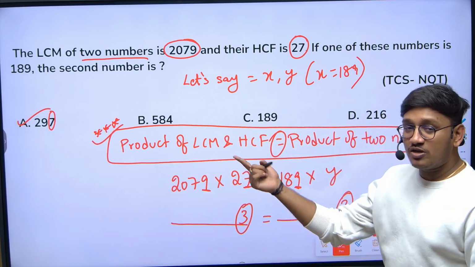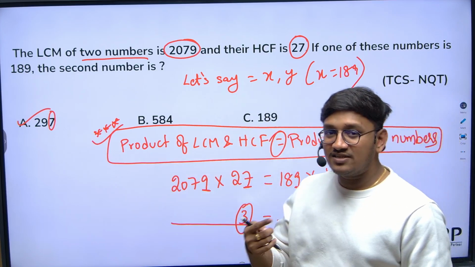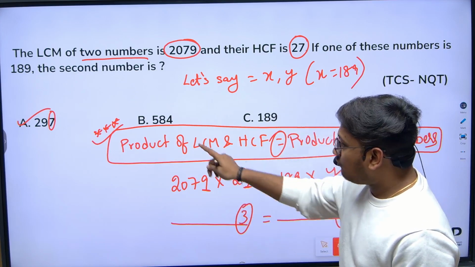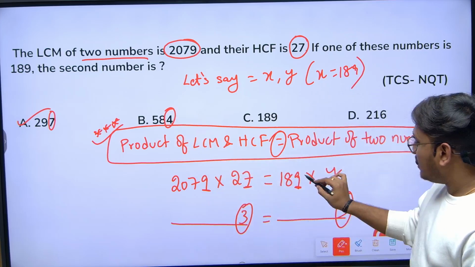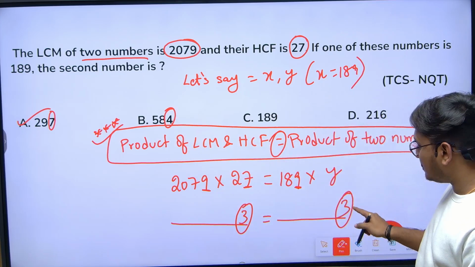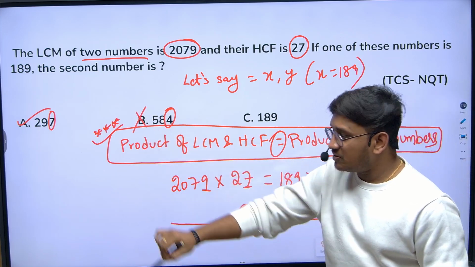I need to check with option B also. Sometimes multiple options will get satisfied, so listen carefully. So 584. The units place of 584 is 4. So 9 4s is 36, ending with 6. It is not getting matched. So option B is wrong.